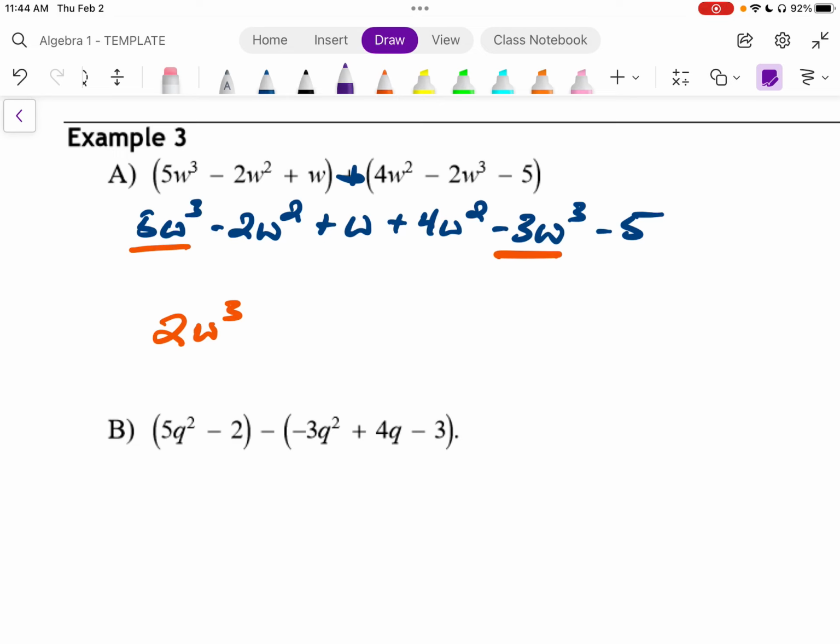And then I'll look for another one. After 3, I get 2, so degree 2 is right there. Negative 2 and positive 4 gives me 2w squared.